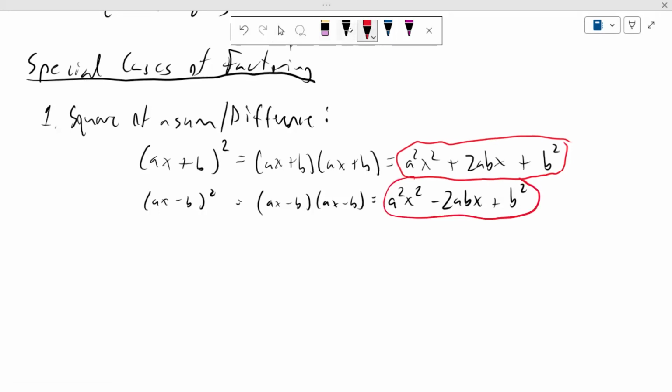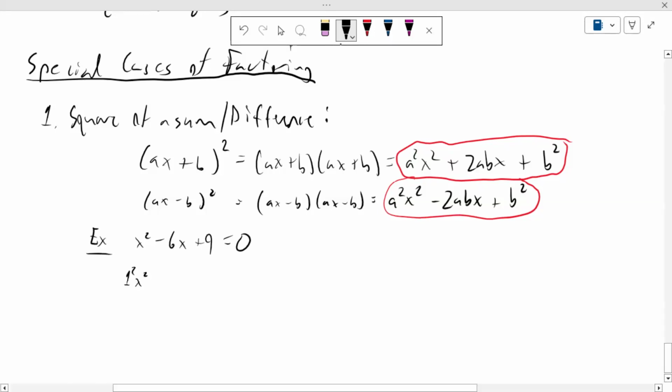Okay, so let me show you a quick example of how that might occur in real life. Maybe you have x squared minus 6x plus 9 equals 0. I'm going to rewrite this so that it looks a little bit more like this. This is the same thing as 1 squared times x squared, because 1 squared is just 1, minus, well, 6 is really just 2 times 1 times 3, so I'm just factoring this, and then 9 is the same thing as 3 squared.